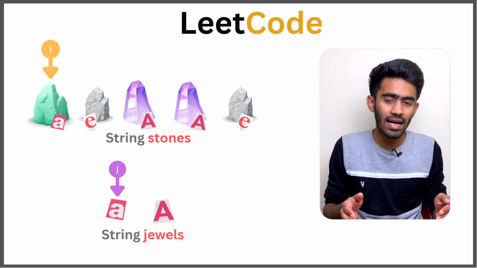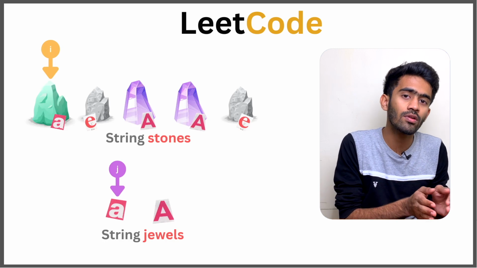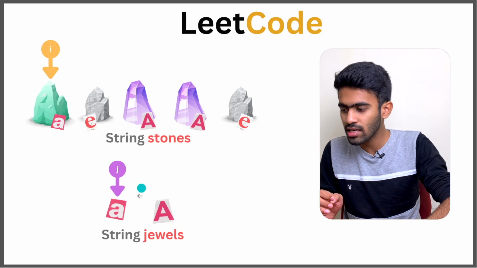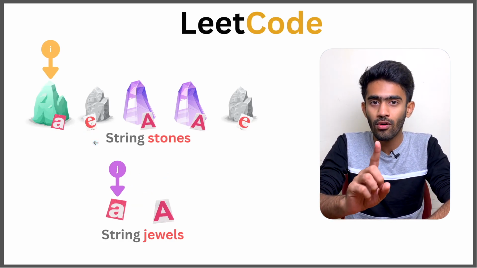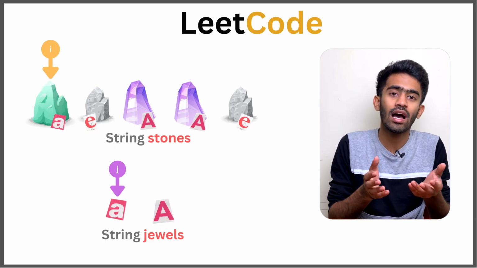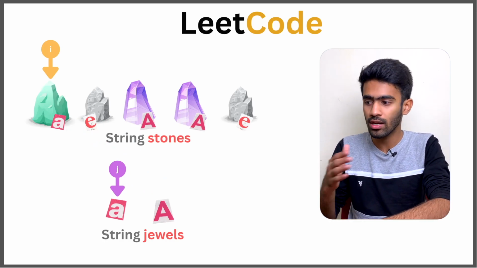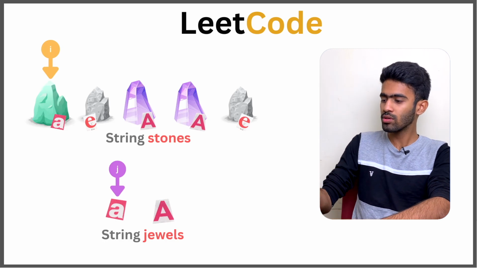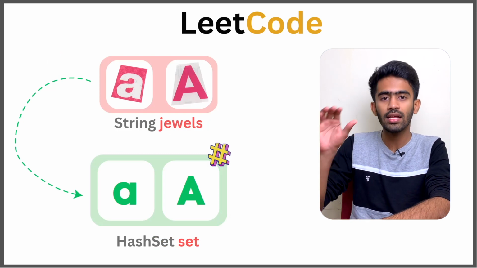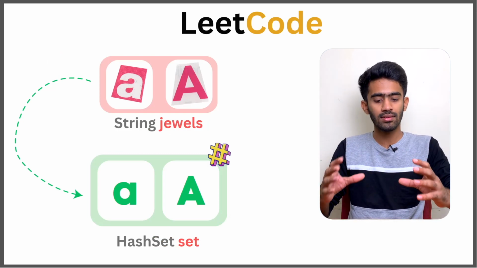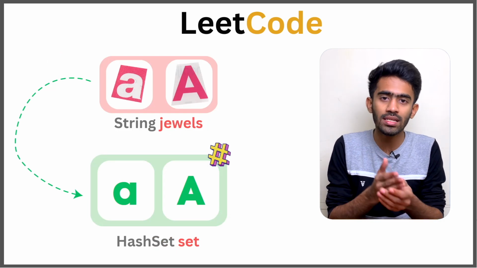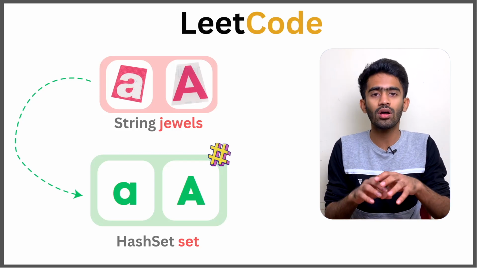By using a hash set, we are reducing the time complexity from order of n to order of 1. So to check whether an element is a jewel or not, if we take just order of 1, the total time complexity becomes order of n into 1, which is order of n itself. And that is how we reduce the time complexity. How do we use a hash set? We just take this string jewels and convert it into a hash set. With this hash set, we'll be able to find whether the given character is contained in the hash set in order of 1.